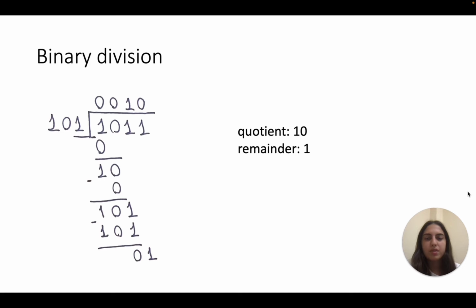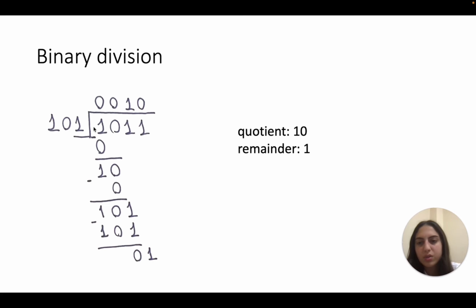The last topic is division, and the first example is binary division. So here we want to divide 1011 by 101. So we write it like this, and this part will be the quotient, and if we get anything in the end, so in this case 1 will be the remainder. If we get 0 here, then we don't have any remainder. So let's start the division.